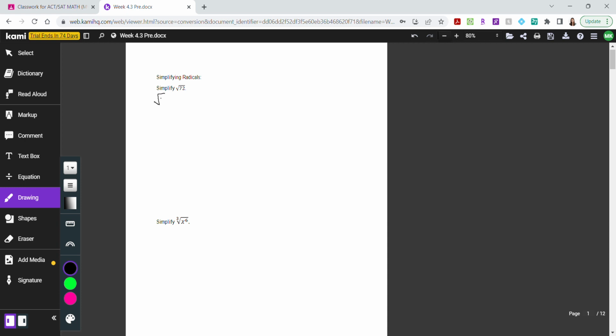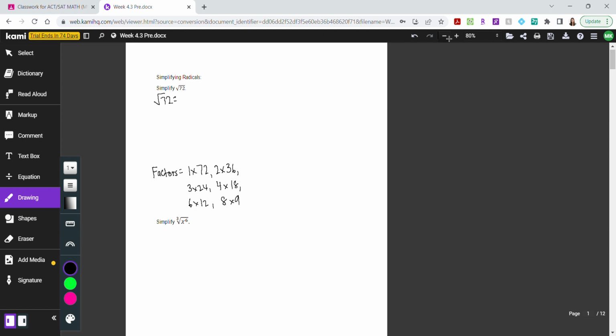We have square root 72, and what we're going to do here is find the factors of 72. So let's list them out as pairs. 1 times 72, 2 times 36, 3 times 24, 4 times 18, 6 times 12, and 8 times 9. Now I would want to take the pair of factors that has the biggest perfect square. So in this case, it will be 2 and 36, right?